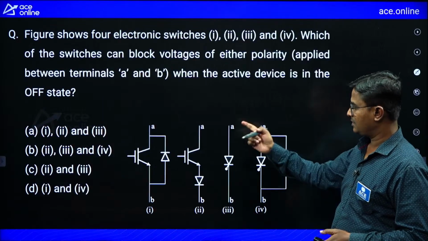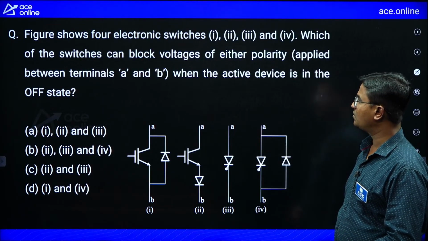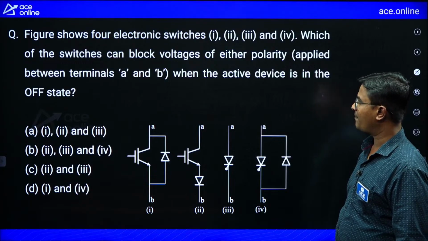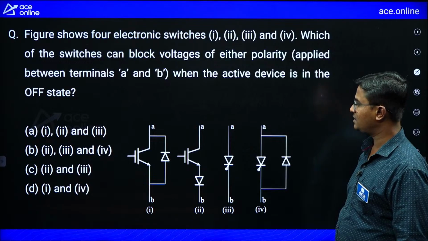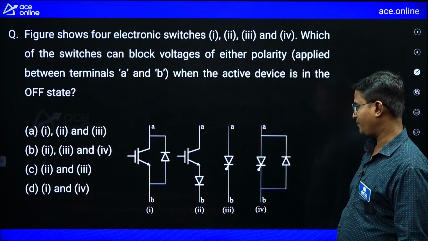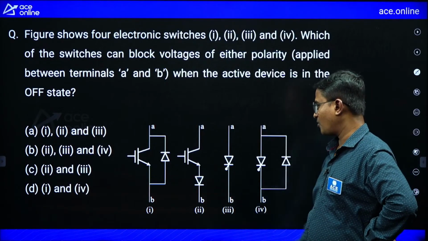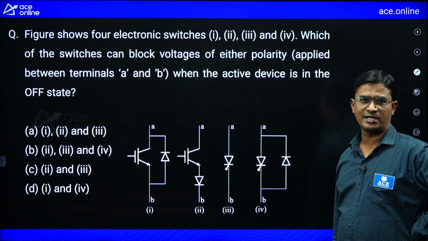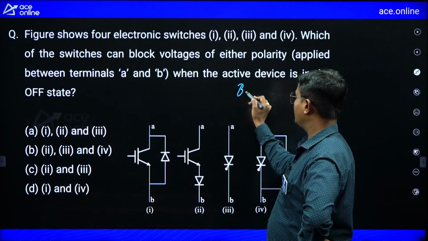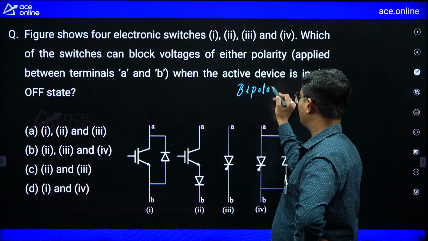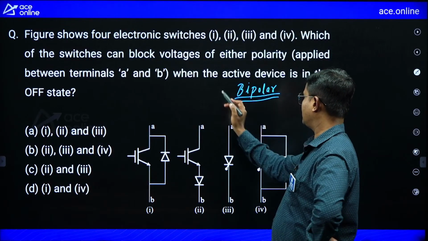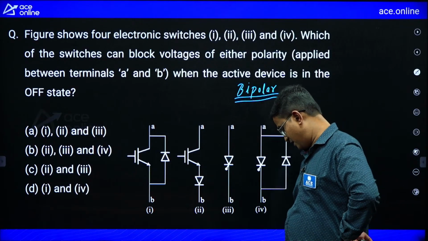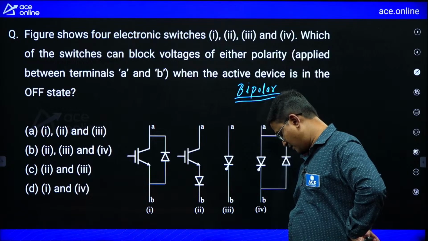Next, yes, figure shows 4 electronic switches 1, 2, 3 and 4. Which of the switches can block voltages of either polarity applied between terminals A and B when the active device is in off state? Either polarity means forward voltage and reverse voltage, means they are asking bipolar. Which of these 4 switches are bipolar switches, they are asking. Out of these 4, which are the bipolar? Yes, you can post your answers in the chat box.